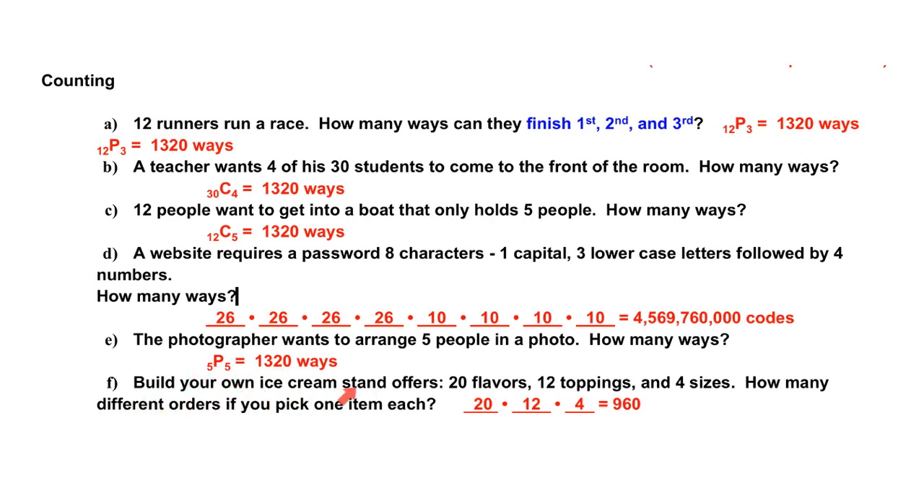Next, if you want to build your own ice cream stand that offers 20 flavors, 12 toppings, and 4 sizes, how many different orders can you pick? Well, you're going to see the word order, and you're going to think permutation, but you're making separate decisions. You're picking one of these, you're picking one of these, and you're picking one of these. And as you're doing those, that's the fundamental counting principle. So you have 20 choices times 12 choices times 4 choices, and that is how you get 960.